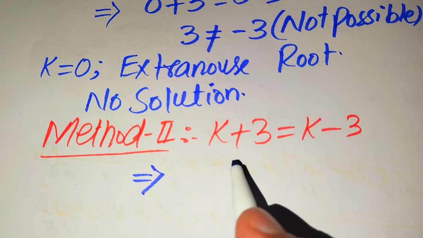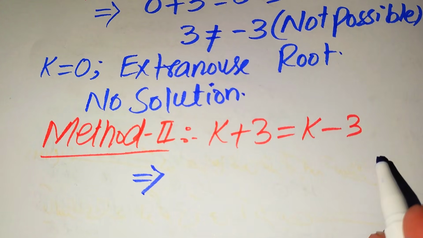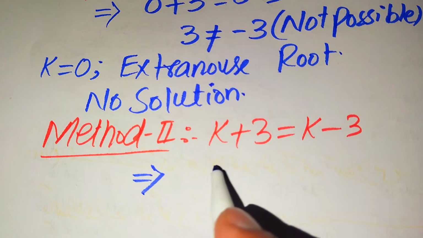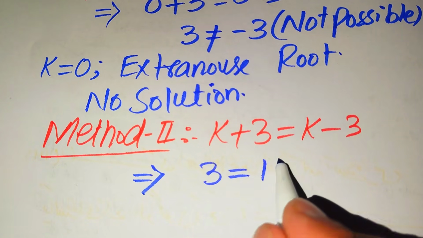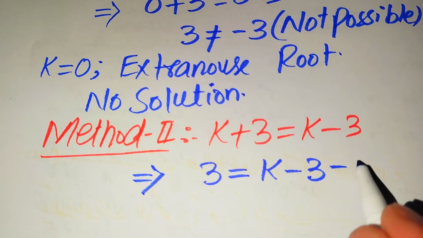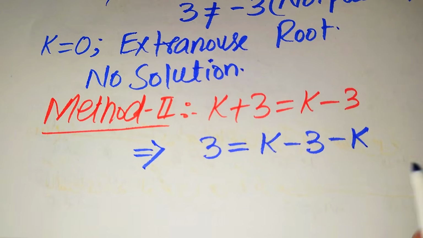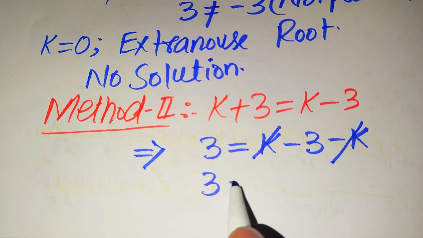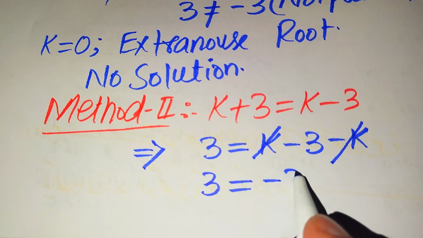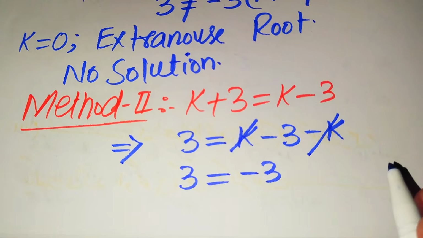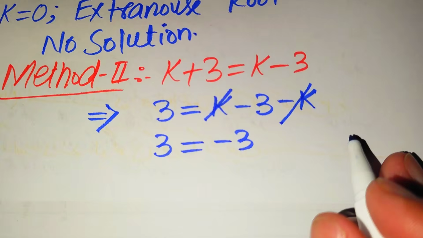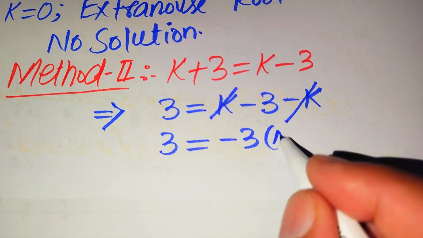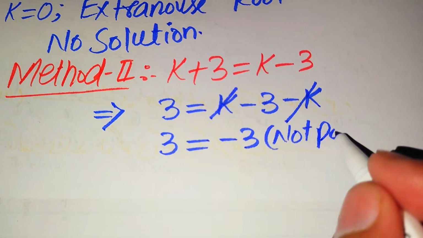Here we move the term k from the left hand side to the right hand side, and we get positive 3 is equal to k minus 3 minus k. Further, you see that this minus k and this plus k cancel out each other, and we get here plus 3 is equal to minus 3. So you again see that positive 3 is equal to negative 3. It is again not a possible case.